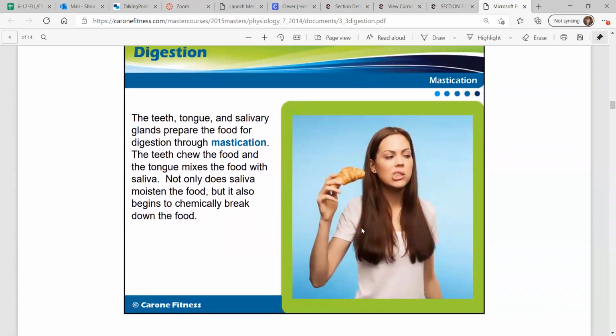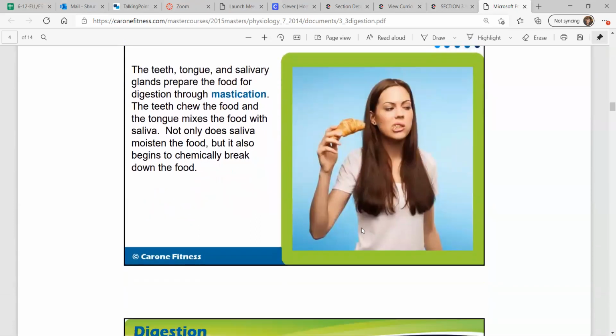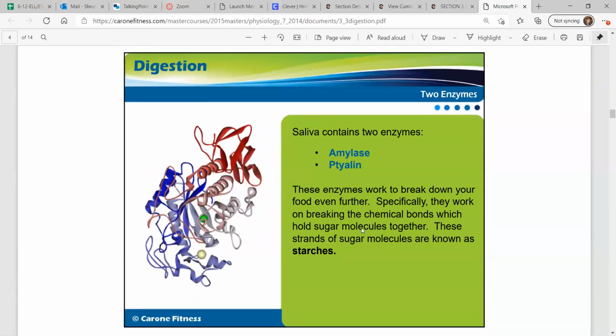The teeth, tongue, and salivary glands prepare the food for digestion through mastication. Mastication is chewing. So your teeth are chewing and tearing down that food, and your tongue mixes the food with saliva. Saliva moistens the food, and it also starts the chemical process of breaking down the food. Within saliva, there are 2 enzymes, amylase and ptyalin.